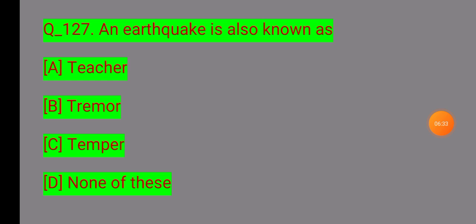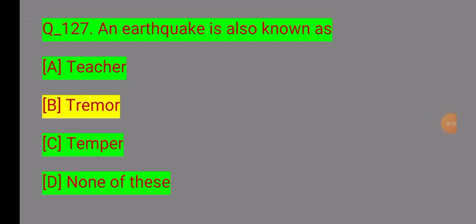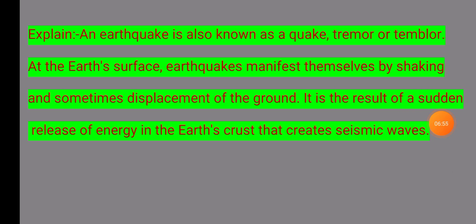127 number question. কি বলছে: an earthquake is also known as — এই চারটি অপশনের মধ্যে কোনটি হবে? Number B, tremor. 127 number question explain: an earthquake is also known as a quake, tremor or temblor. An earthquake manifests itself by shaking and sometimes displacement of the ground. It is the result of a sudden release of energy in the earth's crust that creates seismic waves. Next question.